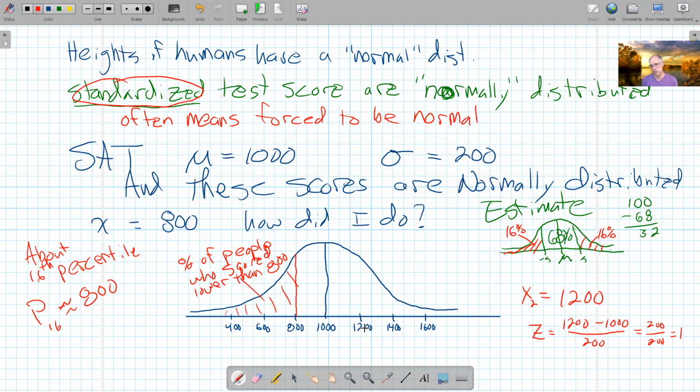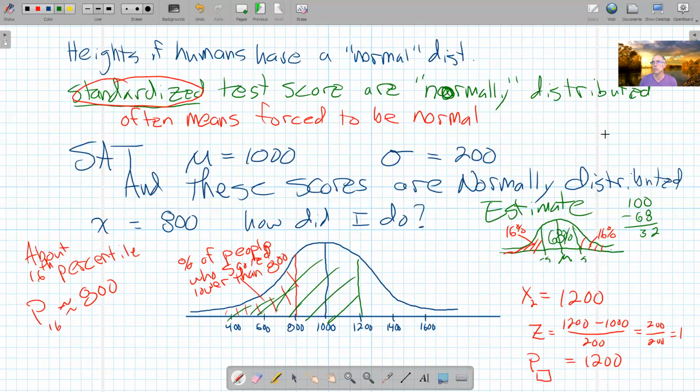Remember, a z-score just says, hey, how many standard deviations were you above? And it could be a fractional number, somewhere in between. What percentile are they with a score of 1200? If I make a mark here at 1200, what percent of people scored lower than this person? Since 1 standard deviation below put about 16% below, then 1 standard deviation above should put about 16% above. So I'm going to guess that's the 84th percentile, based on this drawing right here.